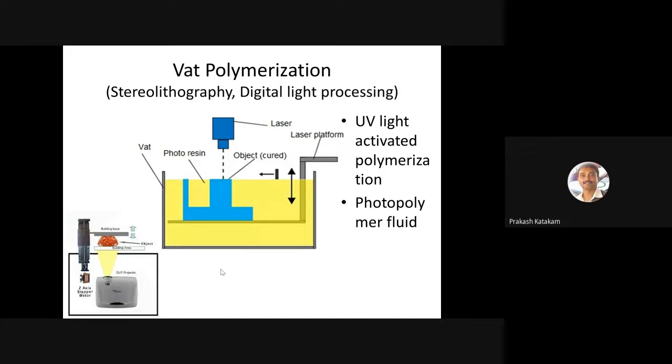The liquid resin. The light source will be at the top or bottom, depending upon the model. The light, for example UV light, is focused at a particular top layer, so the material will be cured. The liquid resin gets hardened, only in that particular small thickness of layer.